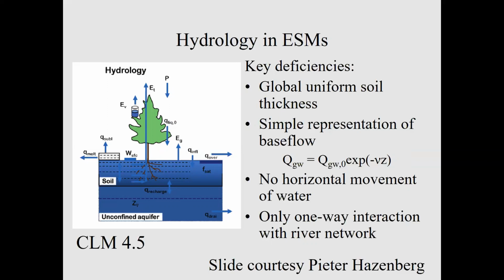Essentially, water can flow in one direction only, and as Peter has noted, it's not explicitly modeled in terms of the horizontal movement. So all of these are opportunities for the critical zone community. In this case, it's a hydrologic focus, but all of these are opportunities for the critical zone community to inform the next generation of Earth system models.